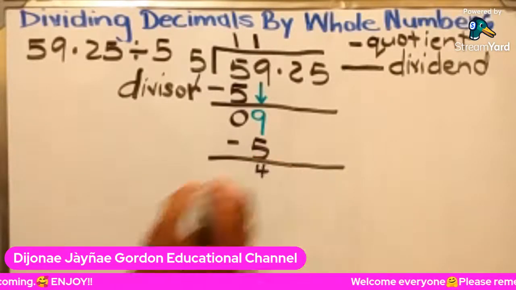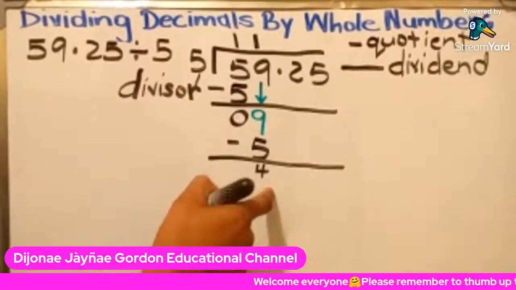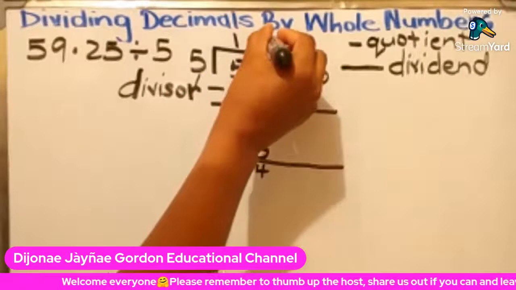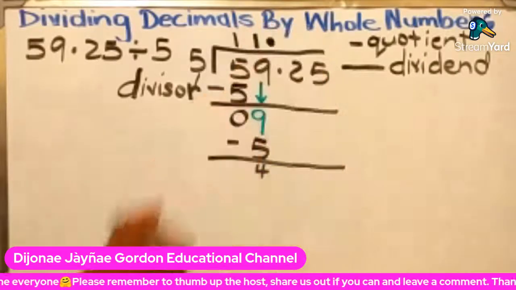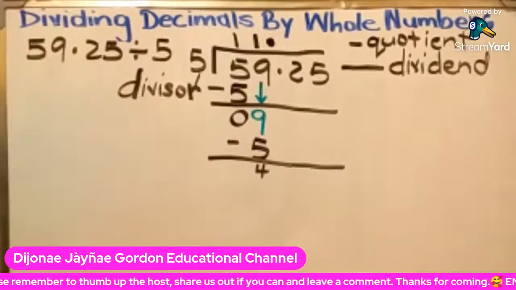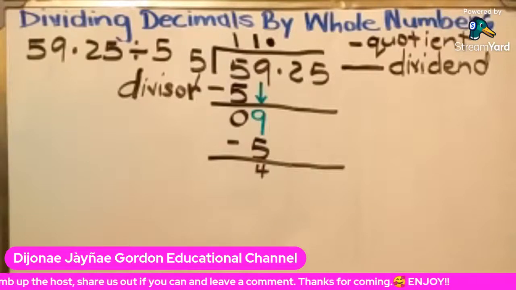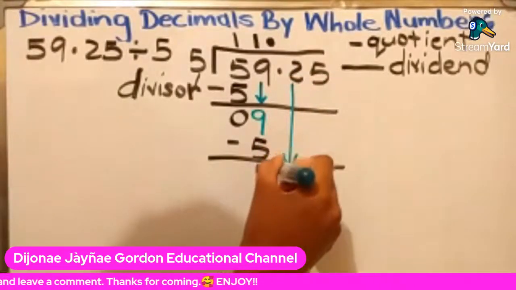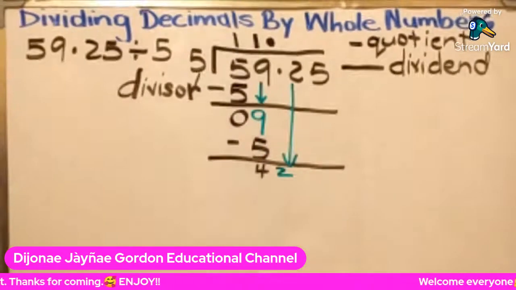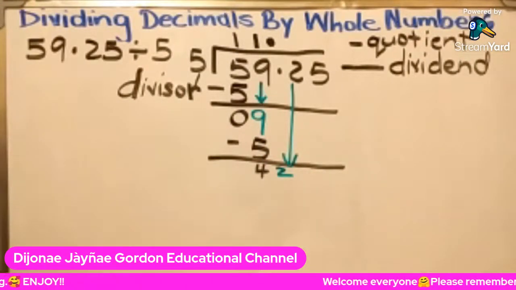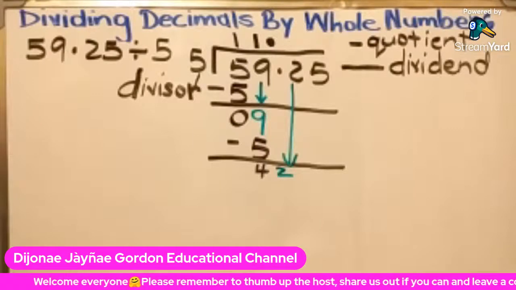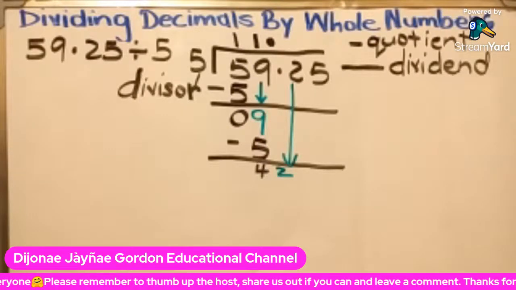All right. So can we get a group of 5 from 4? No, we can't. So what is next is our decimal place. We're going to put our decimal place down. And of course, we are going to bring down the next digit that is in line. So I'm going to bring down my 2. And of course, it is now 42. So now you're going to ask yourself, how many groups of 5 can you get from 42?